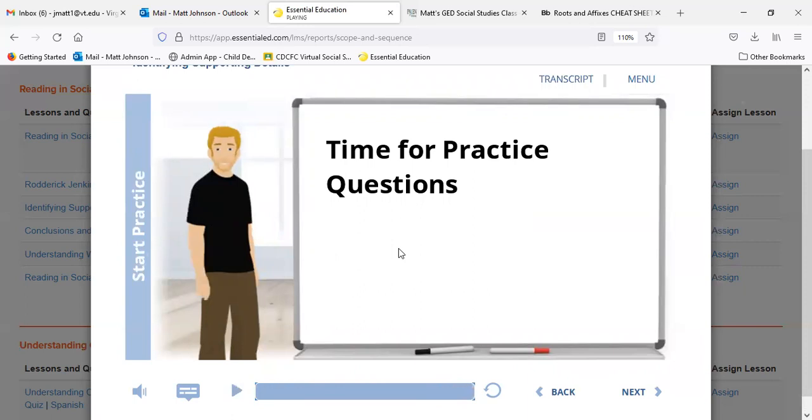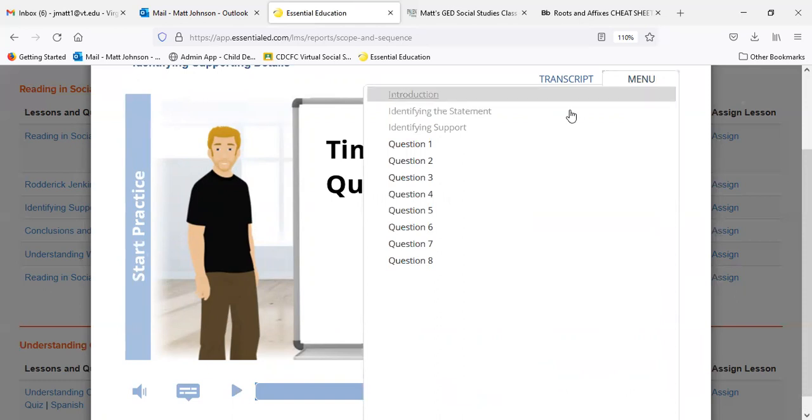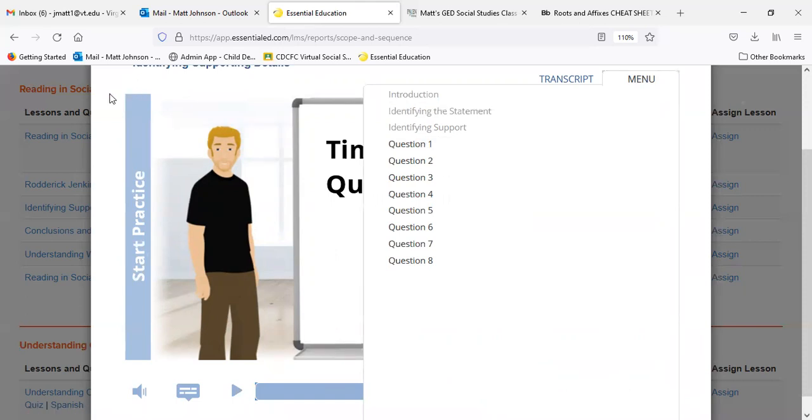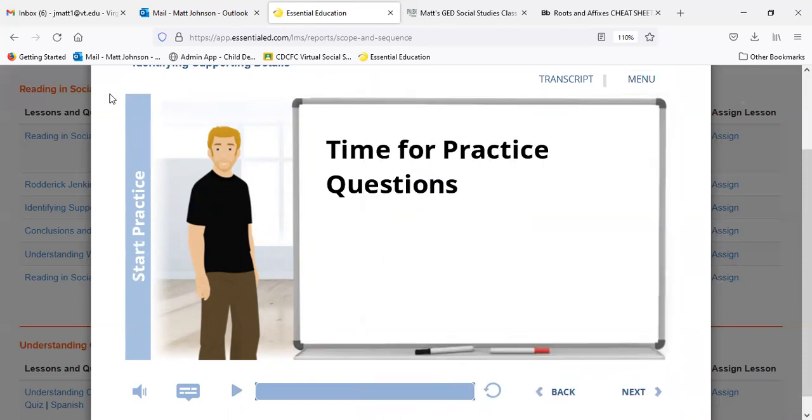So just a couple things to point out here. First off, you can just skip to the quizzes. If you click on menu, you could start right with the first question. Even if you get the first 3 right, I'm suggesting that you go ahead and do the full quiz for the practice. You don't have to. If you get the first 3 right and you feel comfortable with that, you're fine.